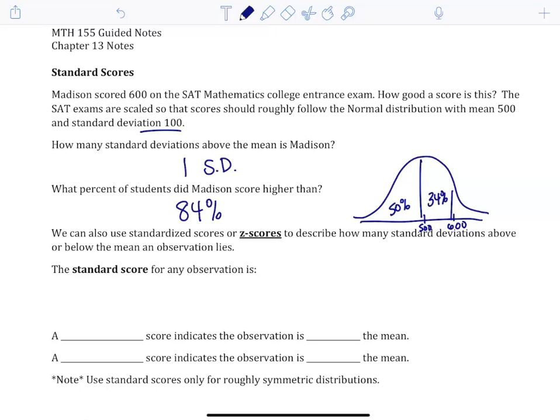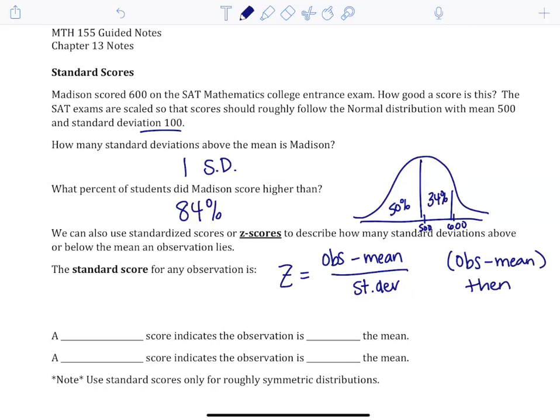Your z-score is just going to tell you through a calculation how many standard deviations above or below the mean an observation will lie. So to find your z-score, you're going to take your observation minus your mean and then divide by the standard deviation. It's really important when you do this in the calculator to do the observation minus the mean first, then divide. You've got to do this in 2 steps or you will get the wrong answer. Okay, you have to do observation minus the mean and then divide to get the answer.